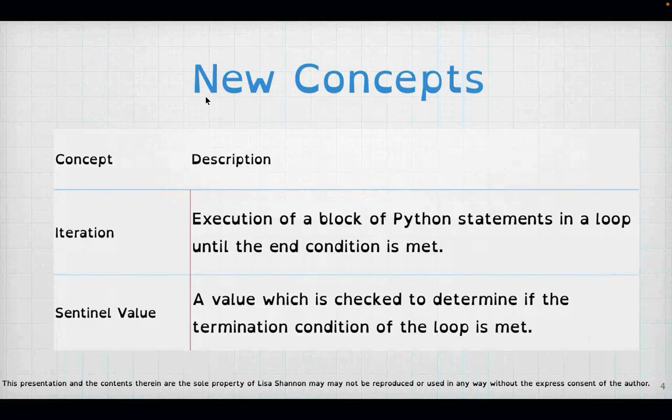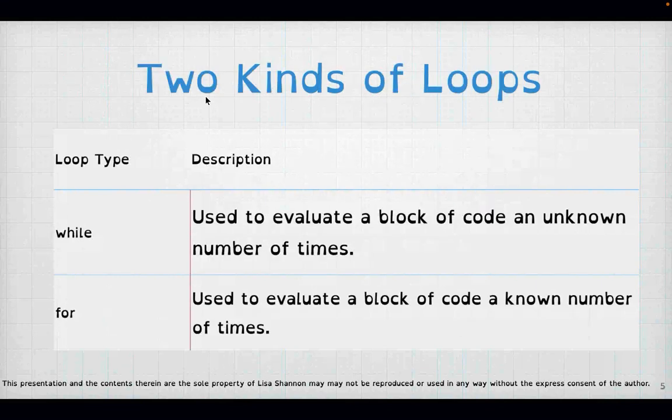Some new concepts: iteration and sentinel value. Iteration is an execution of a block of Python statements in a loop until the end condition is met. So an iteration is one trip through the loop. And you may have 10, you may have 100, you may have a million trips through the loop. But one is an iteration. So you are iterating through the code. A sentinel value is used for while loops, and it's a check to determine if the termination condition of the loop is met. So the sentinel value is really the termination condition for the loop. So I'm in a loop, and I'm going to keep looping until I answer no. So anything else is going to make the loop keep running. And we'll see examples of that. So I already said this, there's two kinds of loops, while and for.